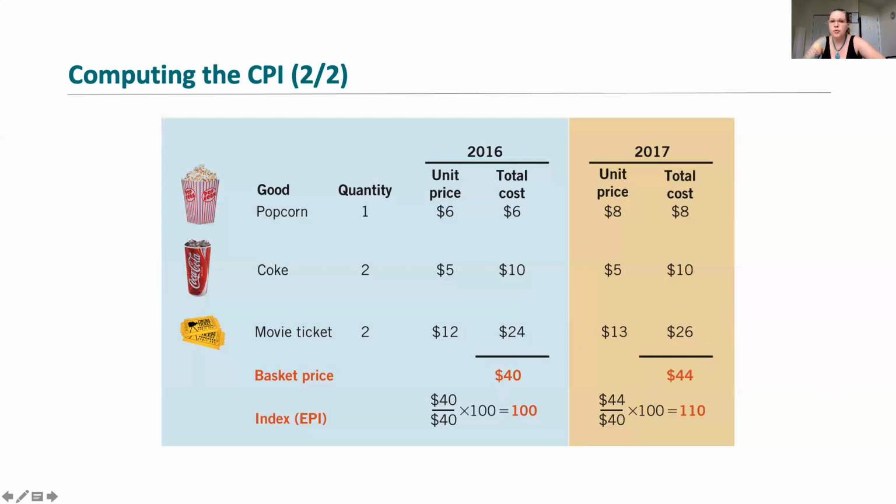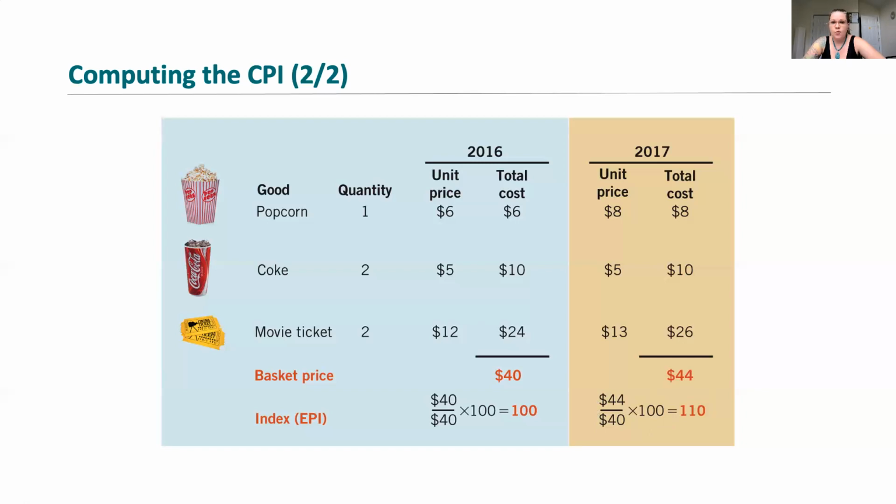So to determine the price index for 2017, we take the new price of the basket, $44, and divide by the old price of the basket in the base year, $40. And then multiply by 100. And we can see that this gives us a price index of 110.